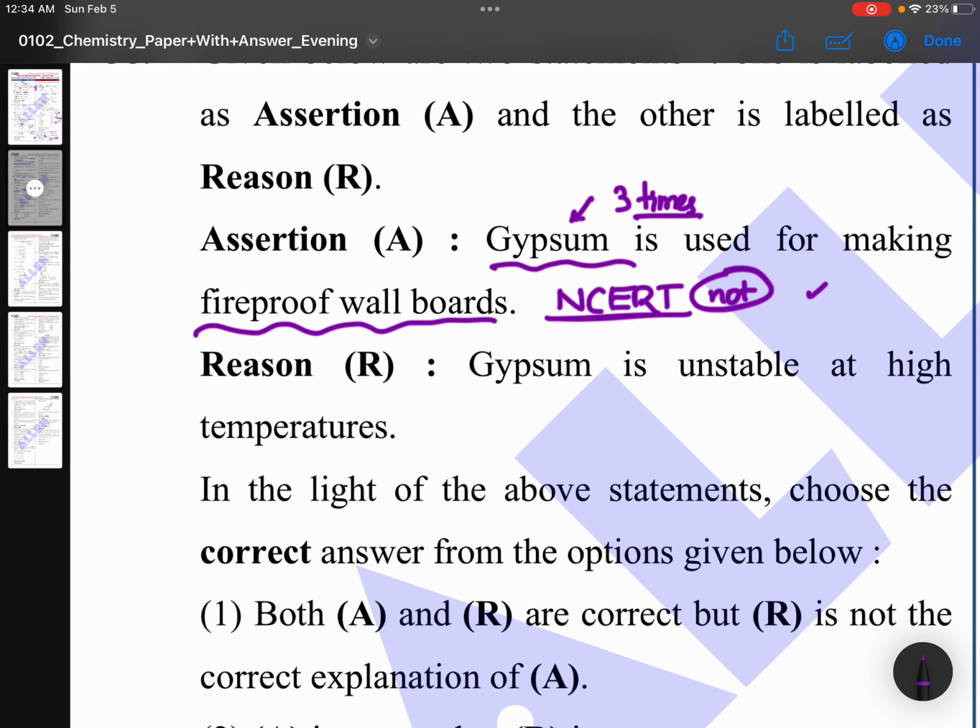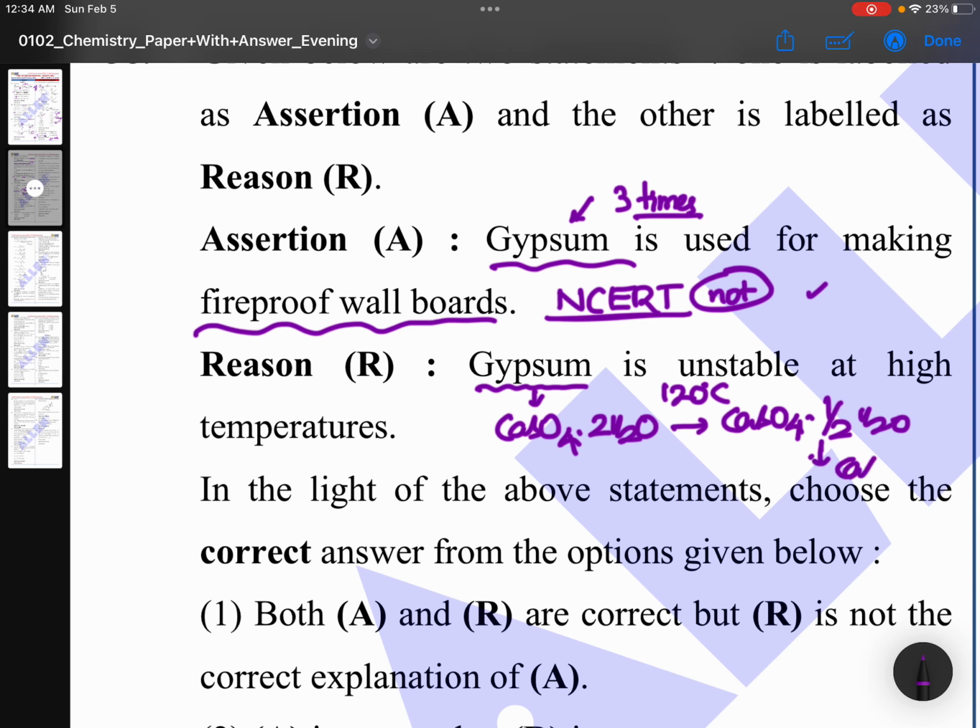Gypsum is unstable at high temperatures. This is very interesting. Gypsum means CaSO4 2H2O. On heating, it becomes CaSO4 half H2O. All of you know this at 120 degrees Celsius. Further heating, it will be giving you calcium sulfate. This is also very well known to us. Fine, but this is completely stable. It won't decompose, and it won't mix up with water also. That's why it is called dead burnt gypsum.